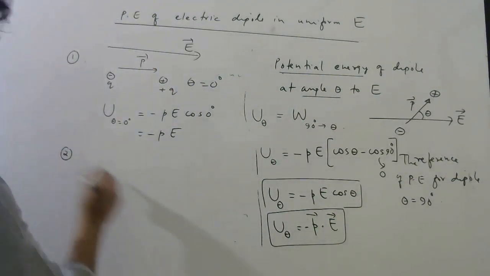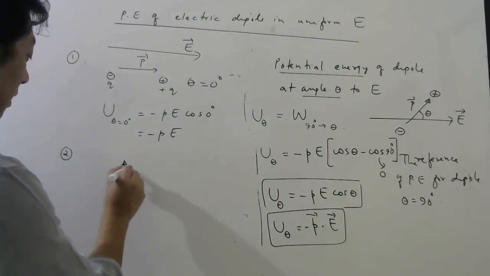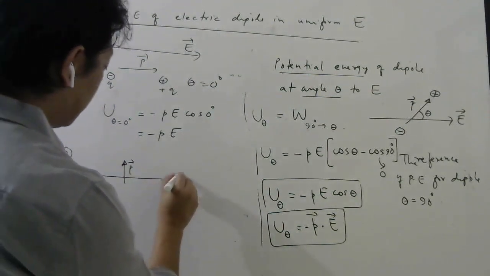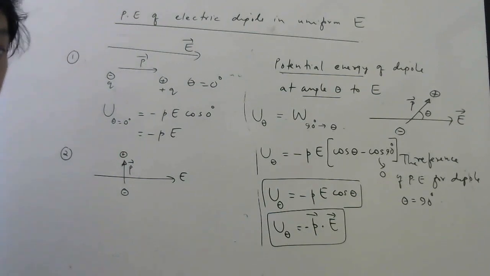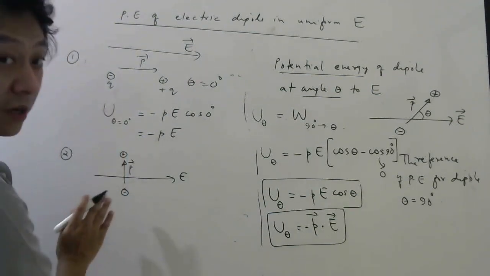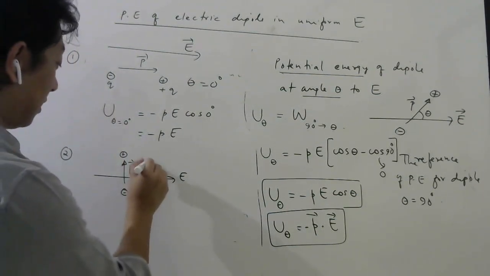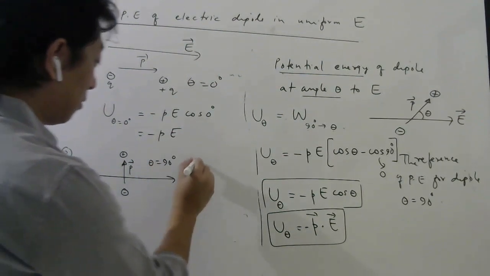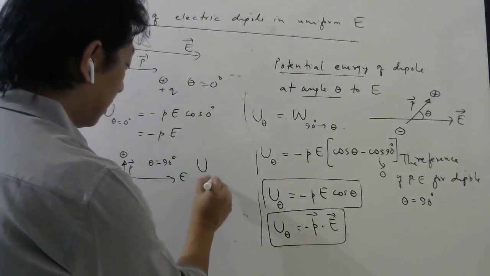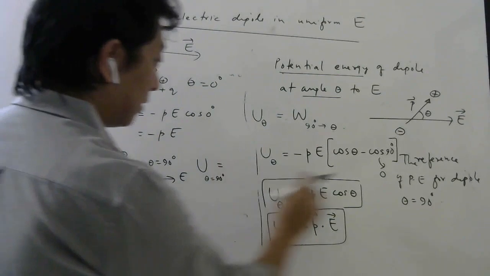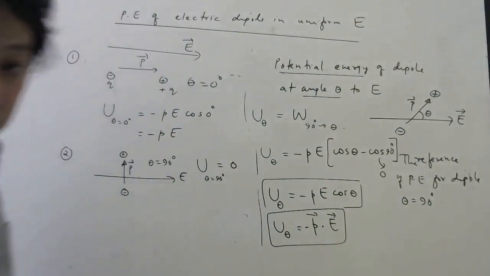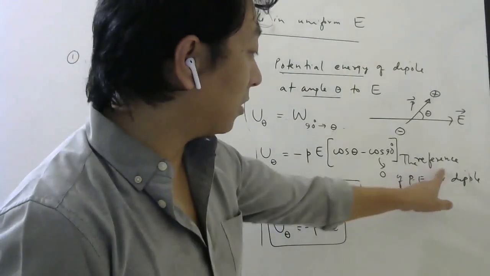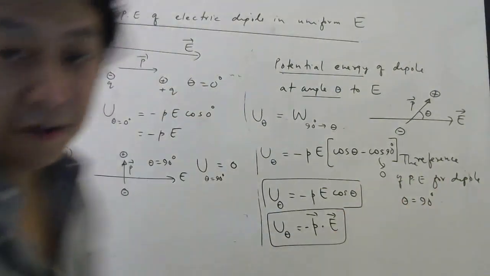Second configuration: the dipole moment is here, the electric field vector is here. The minus charge is here, the plus charge is here. Now what is the angle between the dipole moment vector and the electric field vector? The angle is 90 degree. So what will be the potential energy at theta equal to 90 degree? Put 90 degree here, cos 90 will be 0. It should be 0 because we have chosen the reference of potential energy as 90 degree.